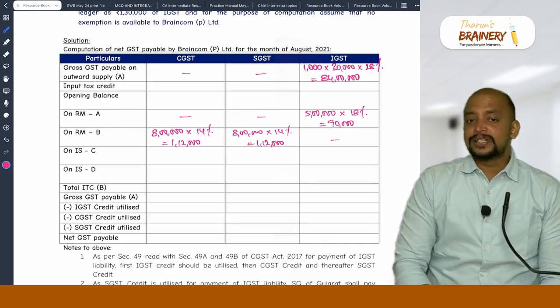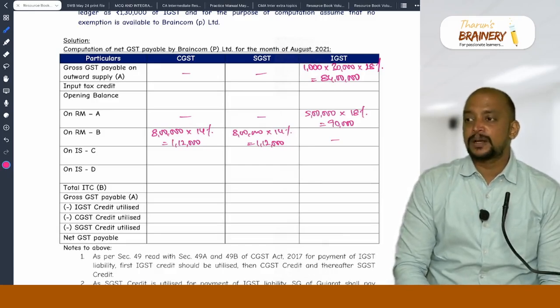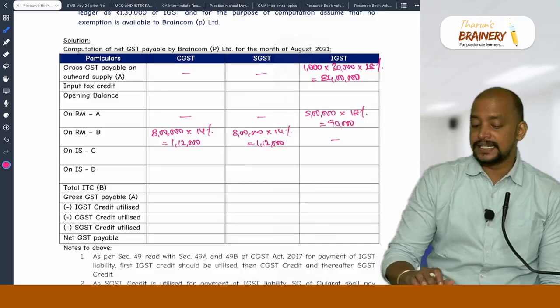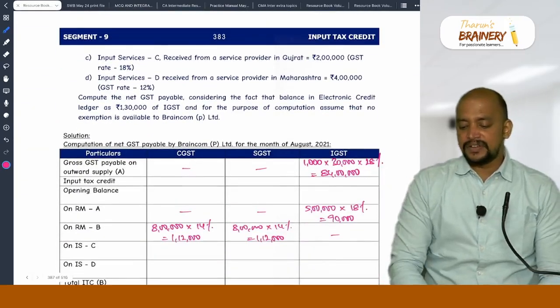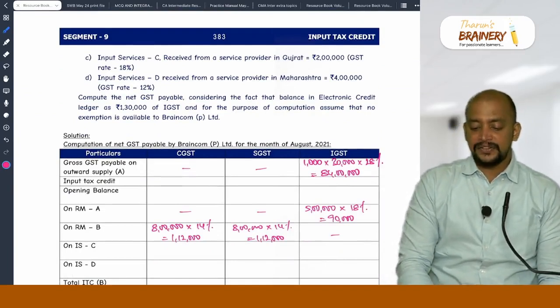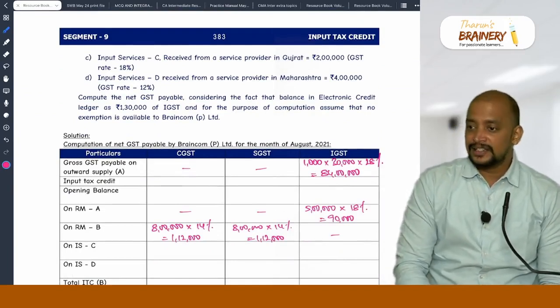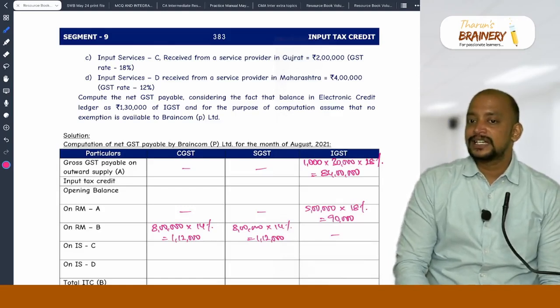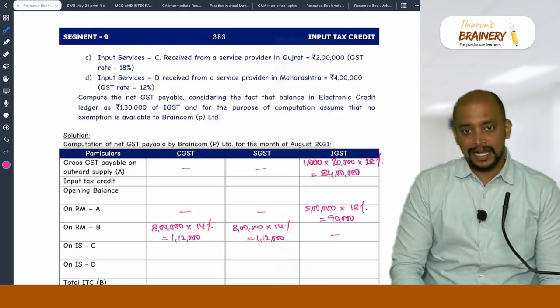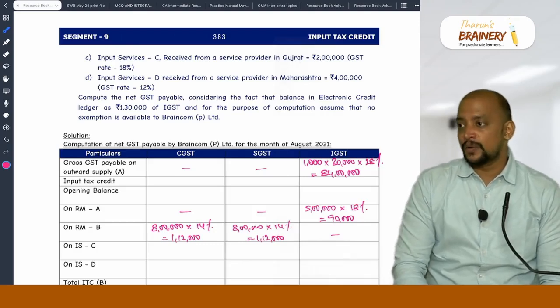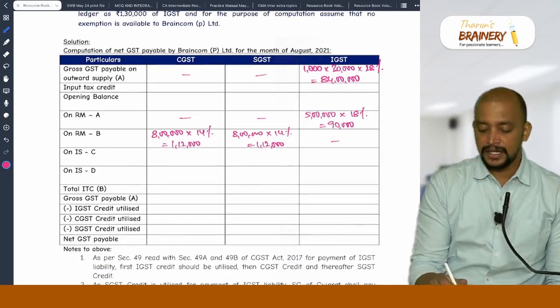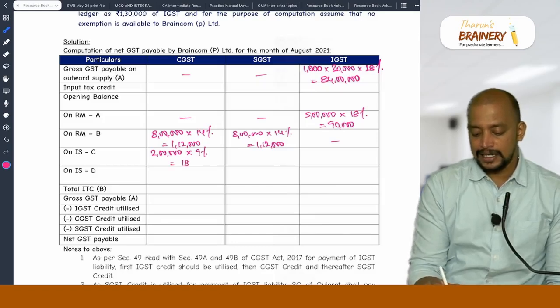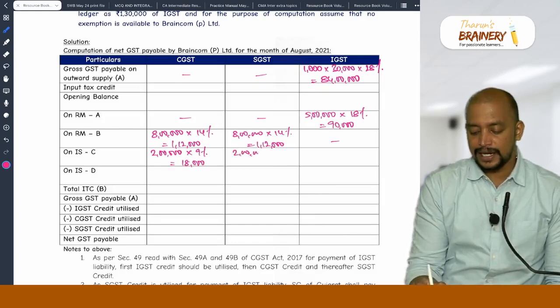Then input service. For input service, what will be taken as the place of supply as per general provisions? Services, location of recipient. So input service C, received from a service provider in Gujarat, 2 lakhs, rate of GST 18%. Supplier also Gujarat, recipient also Gujarat, so place of supply Gujarat, therefore it is an intrastate supply. So chargeable to what? CGST, SGST. How much is the value? 2 lakhs. What is the rate of GST? 18%. So divide equally, CGST 9%, SGST 9%. So 2 lakhs into 9%, that is 18,000, and here also 2 lakhs into 9%, 18,000.